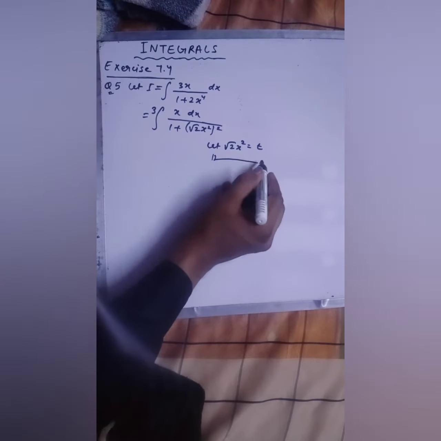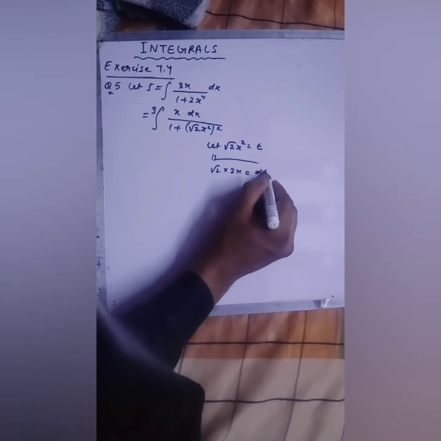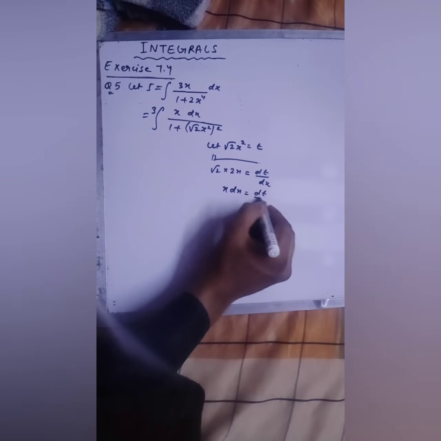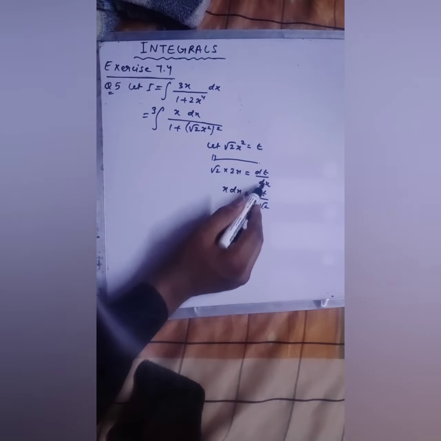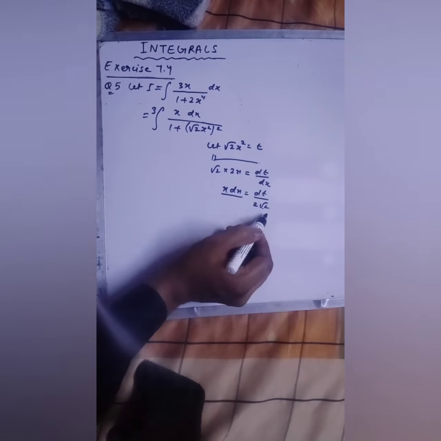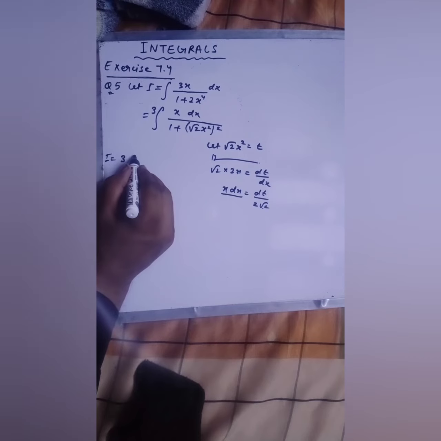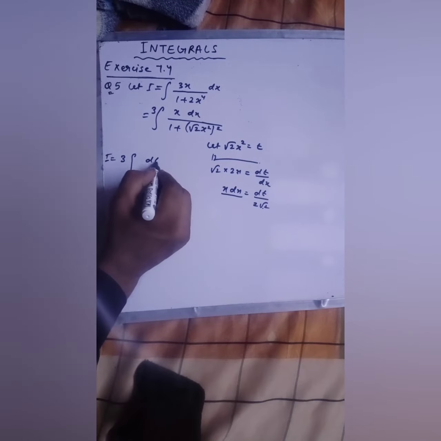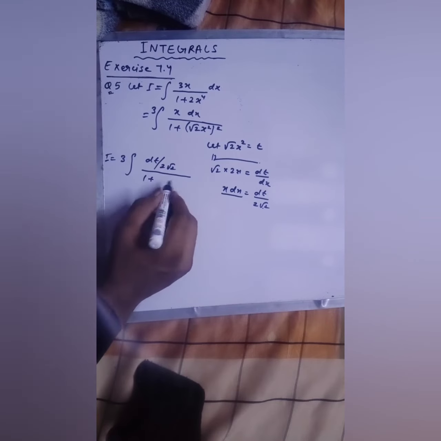Now you have to differentiate this with respect to x, and you will get root 2 into 2x equal to dt by dx. Then x into dx is equal to dt by 2 root 2, so 2 root 2 will come in the denominator. This is the value of x into dx. So the 3 will come outside, the integral sign, x into dx, whose value is dt by 2 root 2, over 1 plus t square.